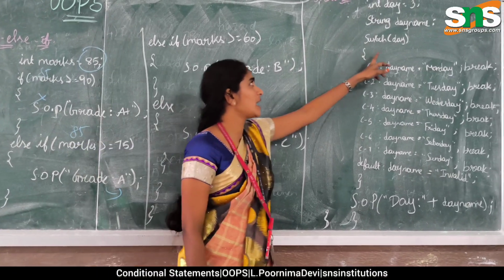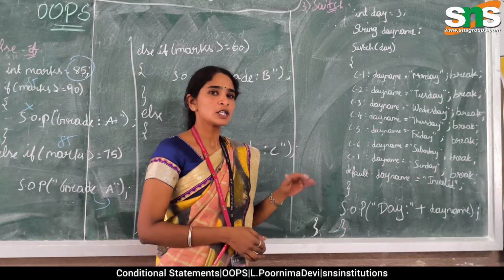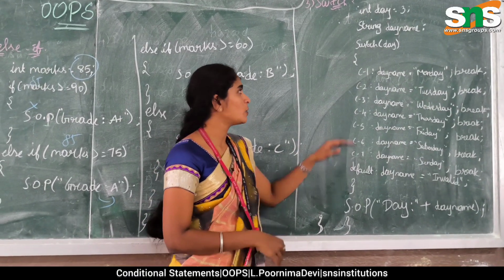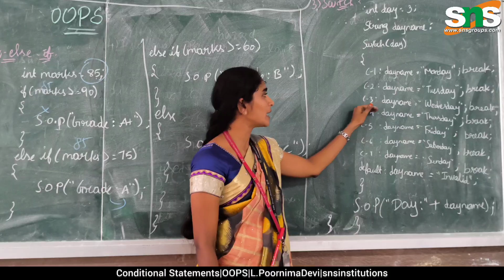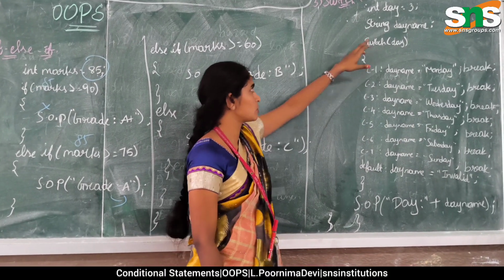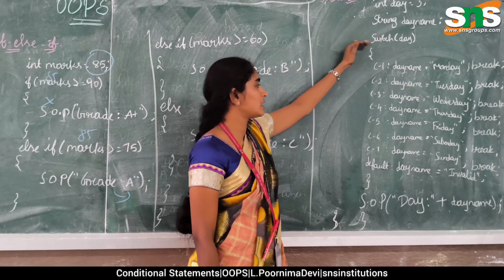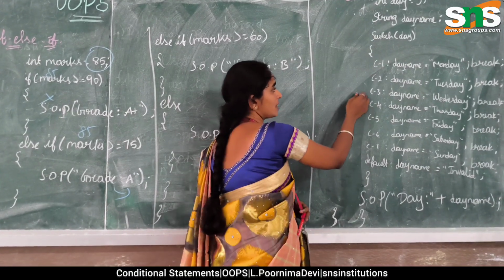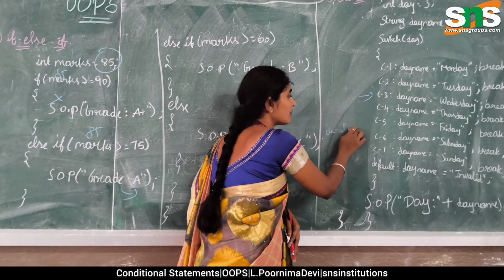There are 7 days, and each day has a value. Day 1 is Monday, then day 2, day 3, day 4, 5, 6, 7. In this condition I use day 3. It will be checked, and after the checking the case for day 3 will be executed. The output will be Wednesday.